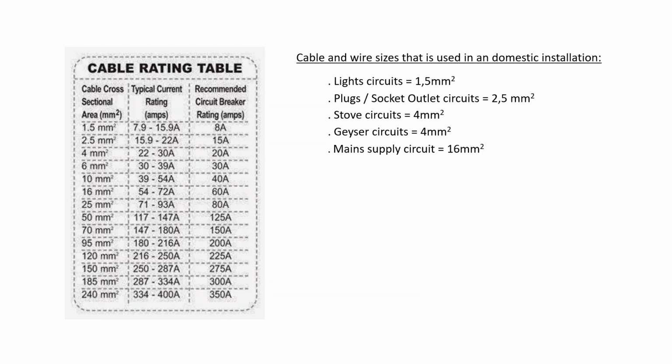Here is the cable rating table, which gives us different sizes of cables and the rating in amps that they can handle. Cable and wire sizes that are used in a domestic installation: for light circuits, we will use 1.5 mm square. For plug or socket outlet circuits, we will use 2.5 mm square wire. Stove circuits, 4 mm square. Geysers, 4 mm square. The main supply to the DB board, 16 mm square.